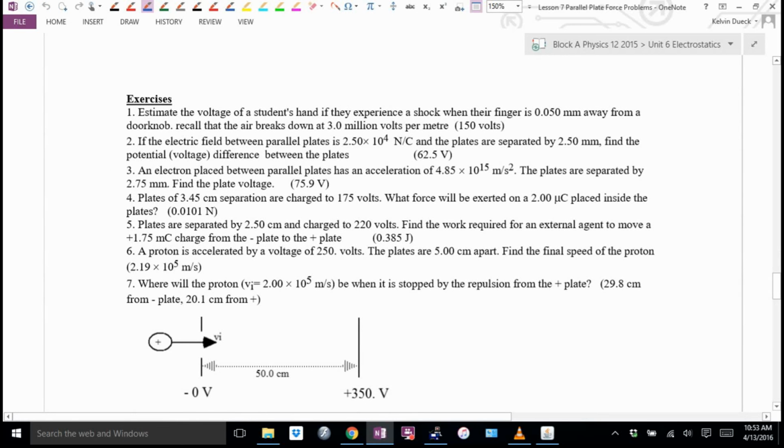Homework. How many volts were on your hand if you get a shock when your finger is 0.05 millimeters away, remembering that air breaks down in an electric field of about 300 million volts per meter?